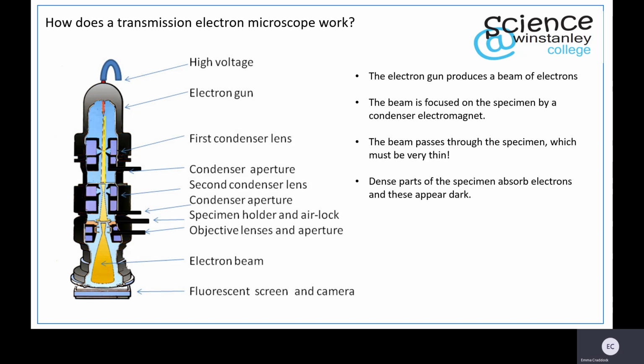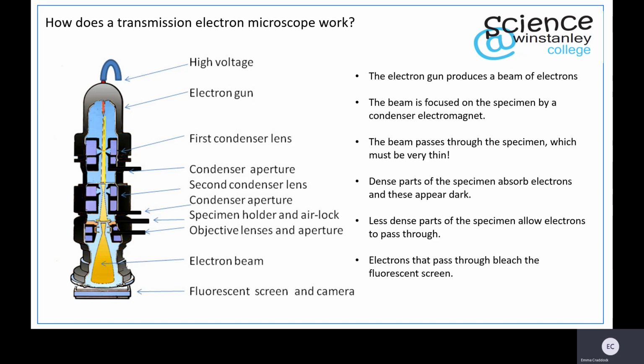Dense parts of the specimen absorb electrons and these appear dark, whereas less dense parts of the specimen allow electrons to pass through. So a dense part of the specimen could be, for example, your nucleolus, whereas a less dense part of your specimen could be the cytoplasm. Electrons that pass through bleach the fluorescent screen, which is where the electron beam ends up and shines on. This screen can then be photographed, and then this creates your photomicrograph, which is the image produced by a transmission electron microscope.